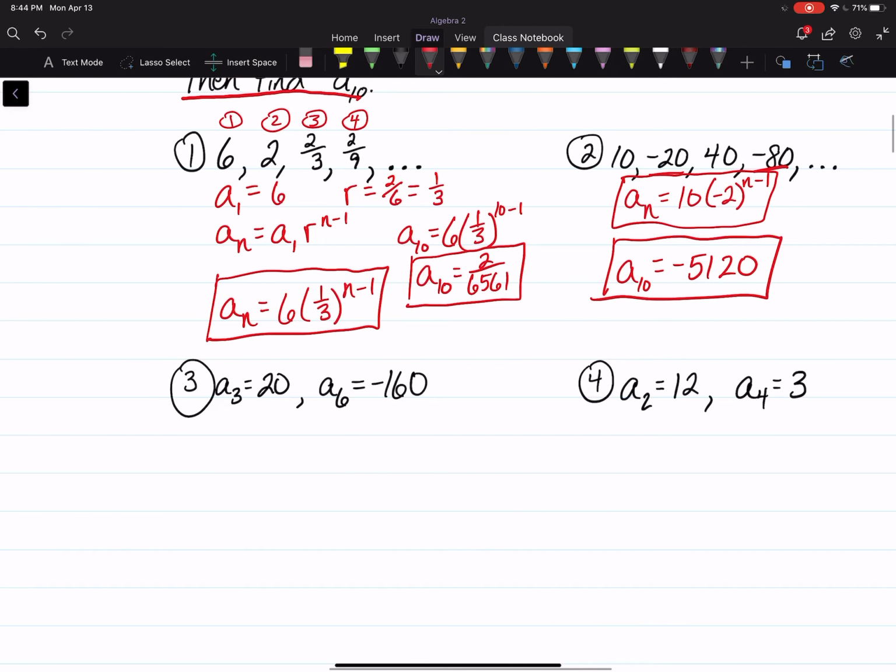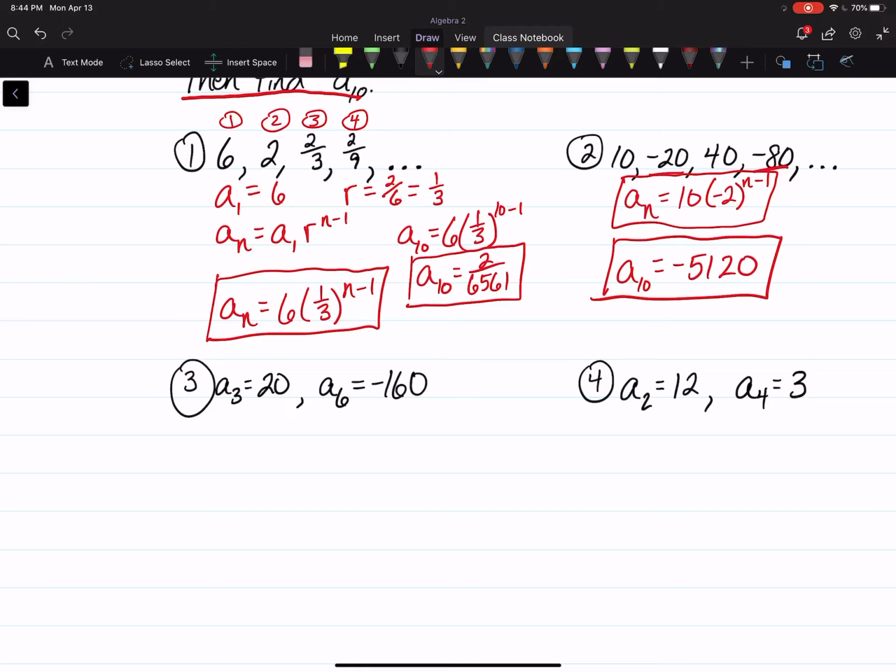Examples 3 and 4 are a different kind of example. They give you 2 separate terms here, and you have to do systems of equations to work these out. So when they do this, it's a little more complicated. It's actually a lot more complicated. It'll be a lot more work to show. However, it's not that bad.